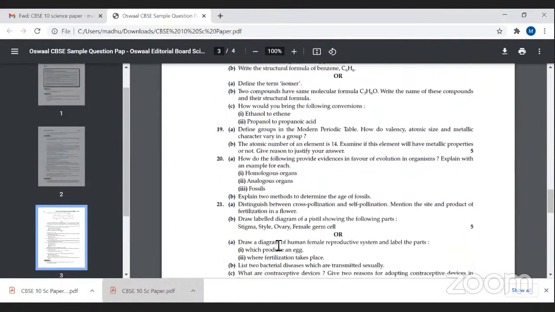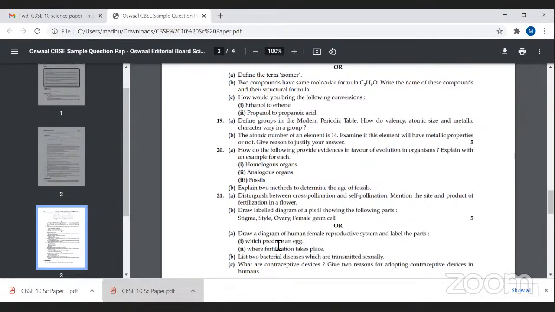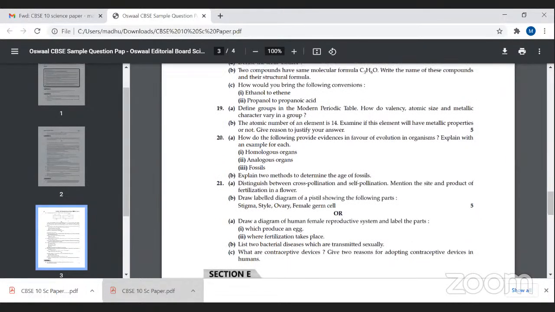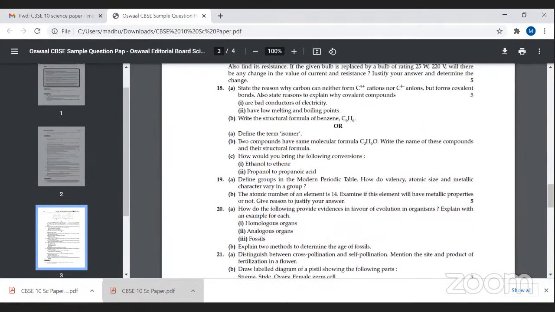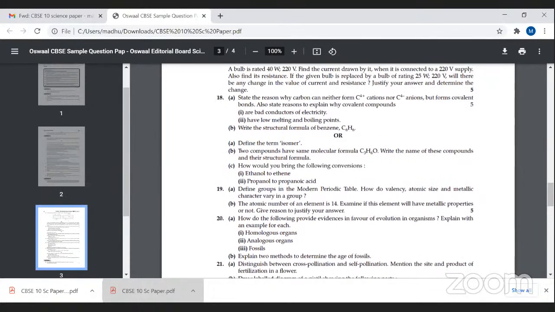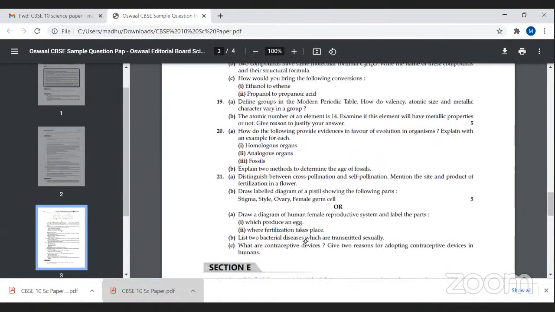So coming to question number 20, part B: explain two methods to determine the age of fossils. Which are the two methods to determine the age of fossils? One of them was out of syllabus. Is question number 20A also out of syllabus? Evolution in organisms. Okay.